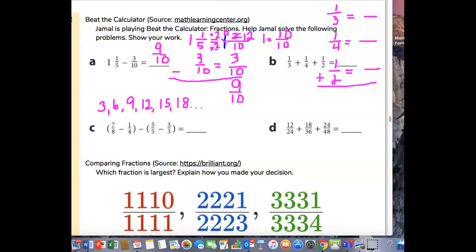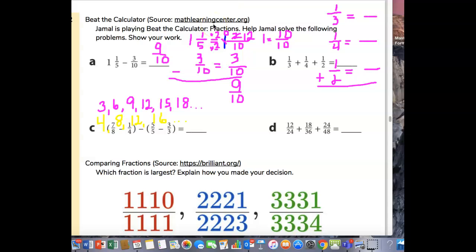All right, so now we have to find fourths. So let's skip count 4. 4, 8, 12, 16, and then we're going to do dot, dot, dot. It continues.